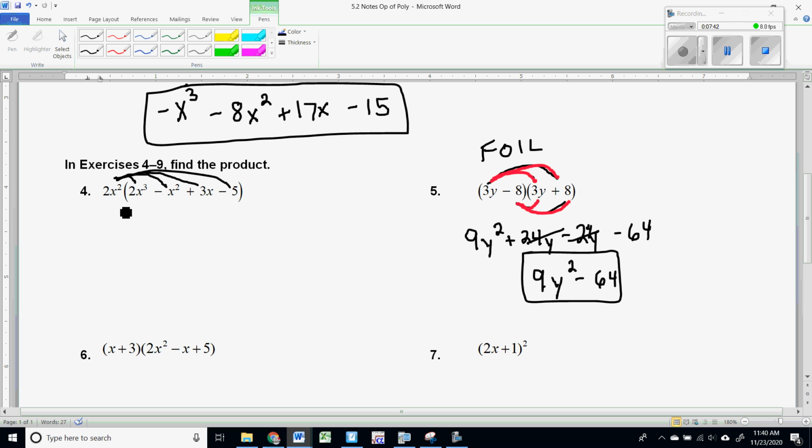So 2x squared times 2x cubed is 4x to the 5th. 2x squared times negative x squared is negative 2x to the 4th. 2x squared times 3x is plus 6x cubed. And 2x squared times negative 5 is minus 10x squared.